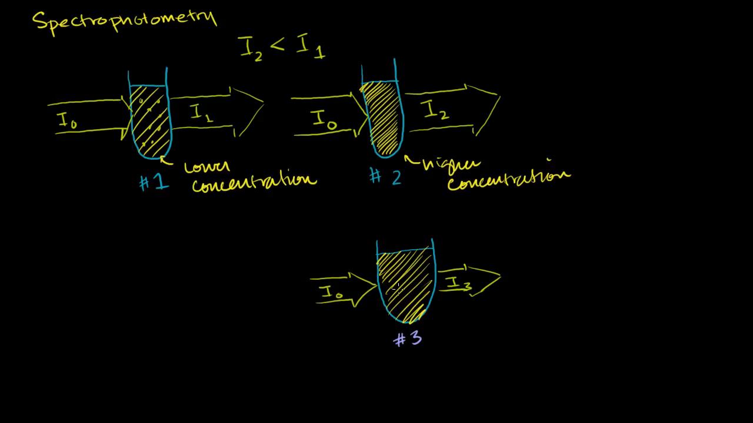What do you think is going to happen? Well, it's the same concentration, but this light has to travel a further distance to that concentration. So once again, it's going to bump into more molecules, and more of it will be absorbed. And so less light will be transmitted. So I2 is less than I1, and I3 is actually going to be the least.